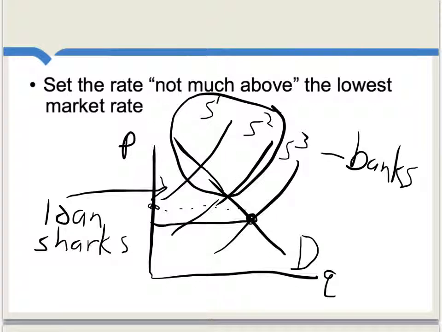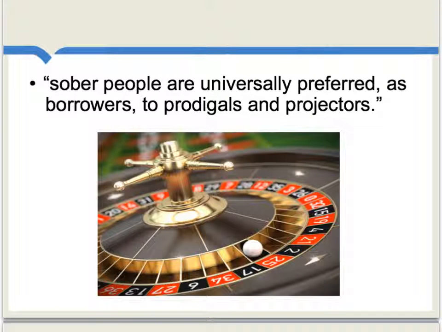Of course, I'm not suggesting that Smith drew such a supply and demand diagram, and it's not the only way of thinking about the problem. It's just one way of trying to put Smith's argument in more modern terms. This short bit here sums up Smith's view, and I quote, "Sober people are universally preferred as borrowers to prodigals and projectors."